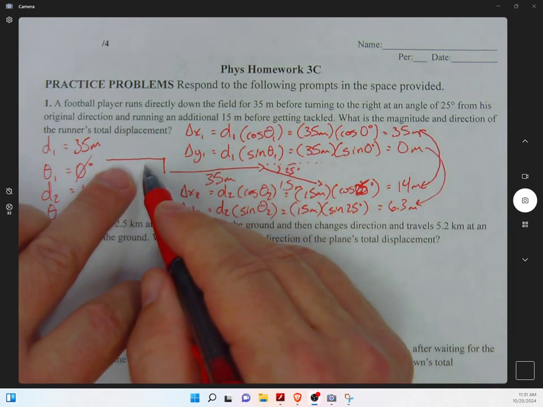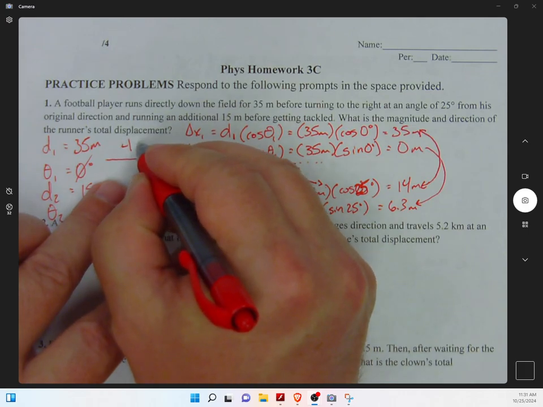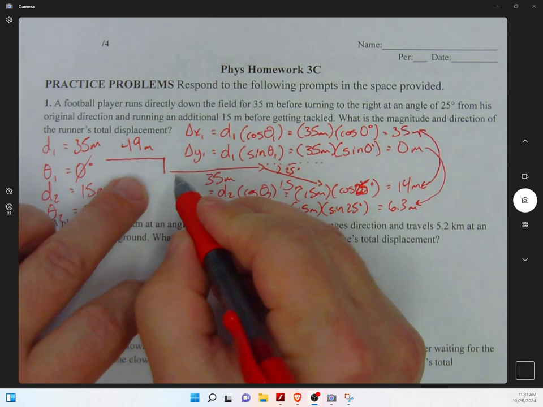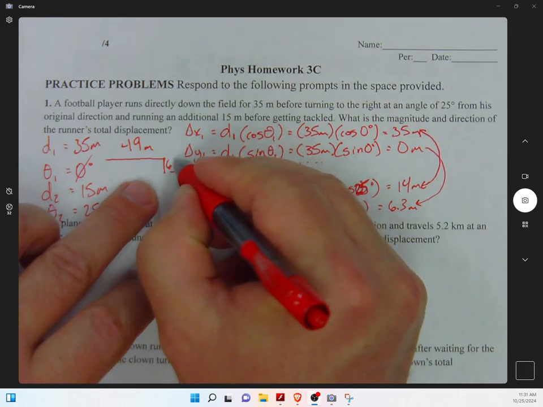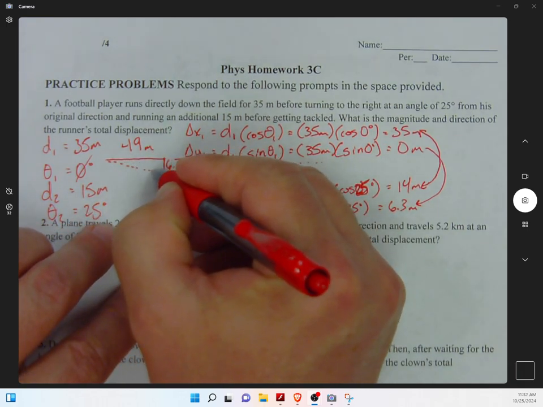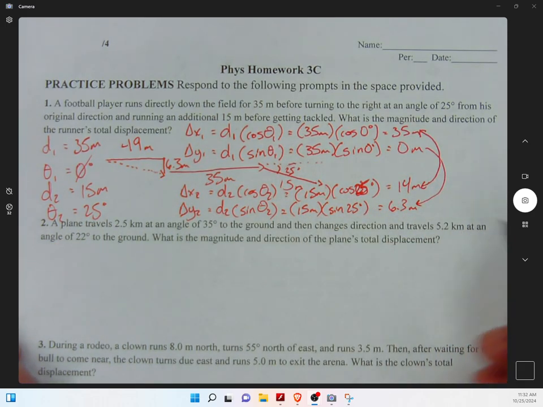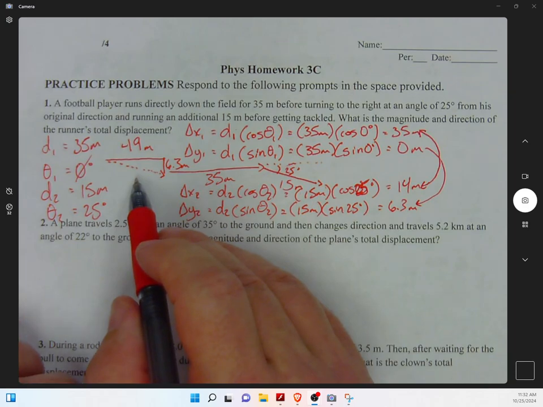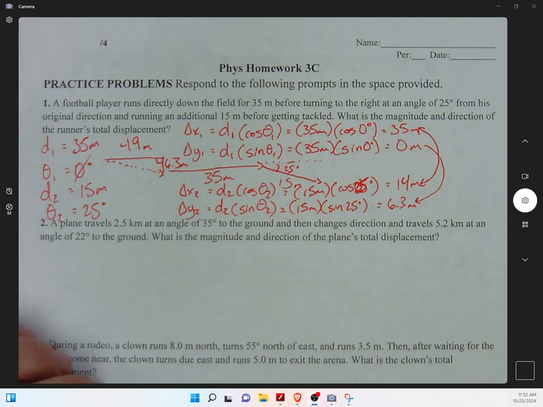So my new resulting x component, what does that add up to be? 49. And then my new resulting y is 6.3. And so I'm trying to solve for whatever this resulting displacement is, which is the hypotenuse here. And look, I have a right triangle, so I can use the Pythagorean theorem now.